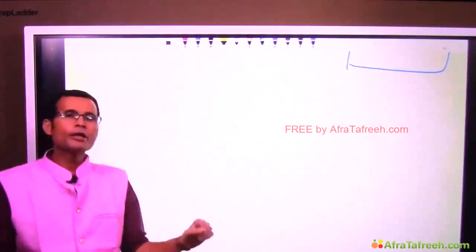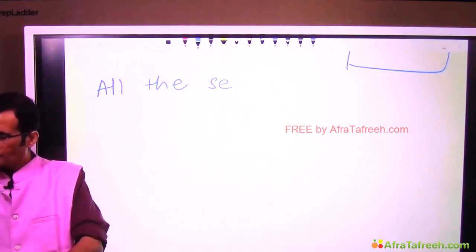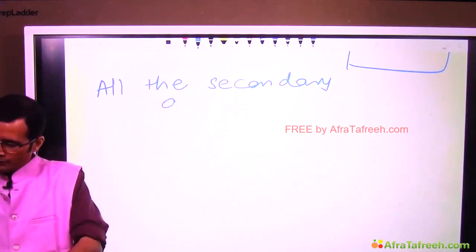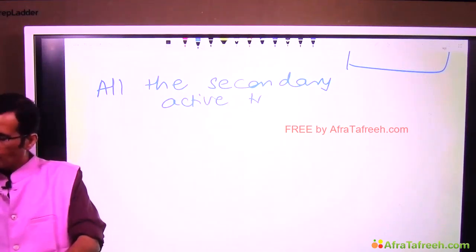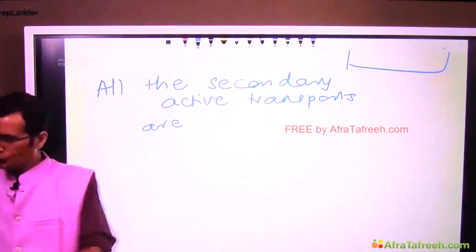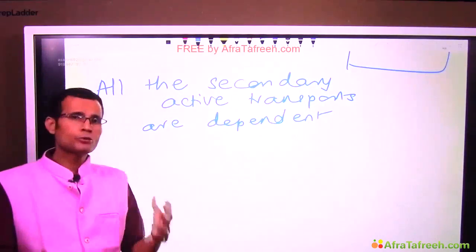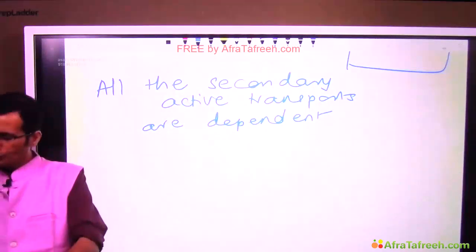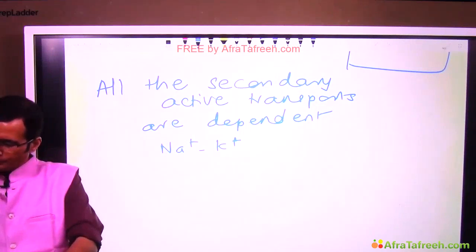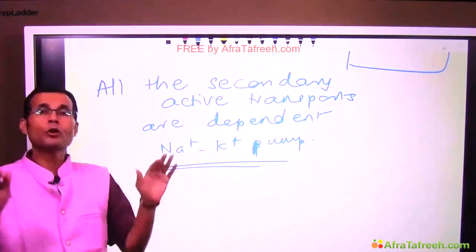Right. The final point which I want to make here is all the secondary active transports are absolutely dependent. They are driven by and absolutely dependent on the primary active transport, and mostly it's the sodium potassium pump. Therefore, let me write it here. They are dependent on the sodium potassium pump. If the sodium potassium pump fails, all the secondary active transports will also fail.